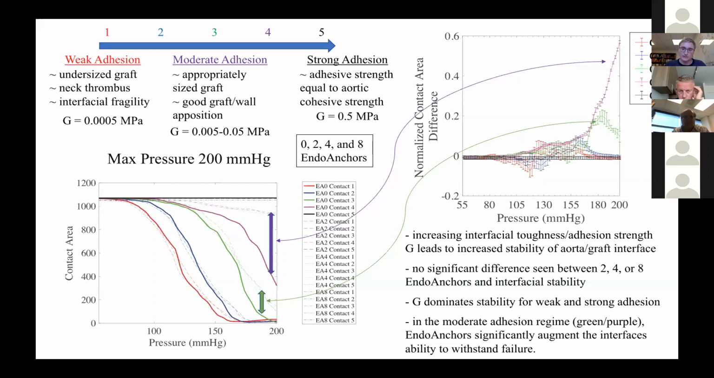These simulations have been key in the clinical world of being able to say, hey, endo anchors are not this magic bullet, that if all of a sudden you just start putting screws across this interface, the more screws the better. Really, linear thinking about this problem is not going to substantially stabilize that interface.